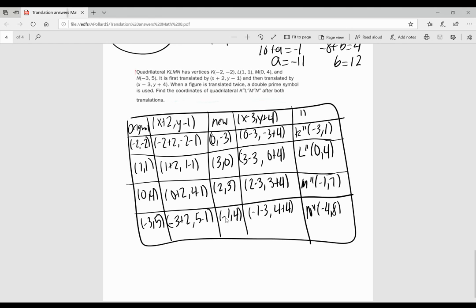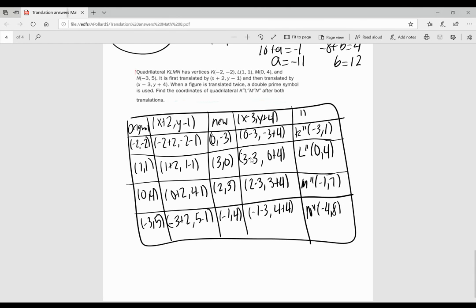That's what we've been doing already. So now for the step up, we have to do it once again with our x minus 3, y plus 4. So we plug it in. 0 minus 3 is -3. -3 plus 4 is 1. So that's our final point. Our K double prime is -3, 1.